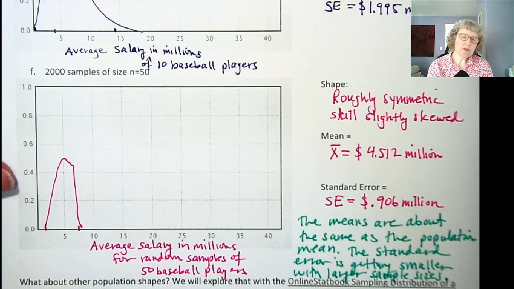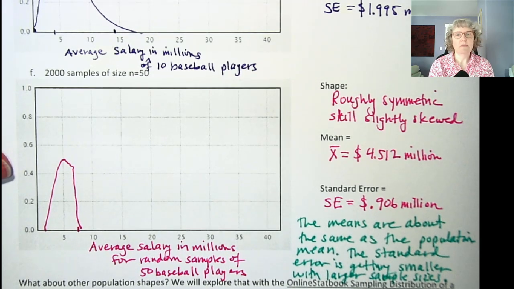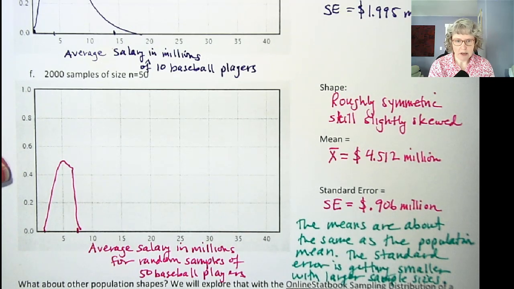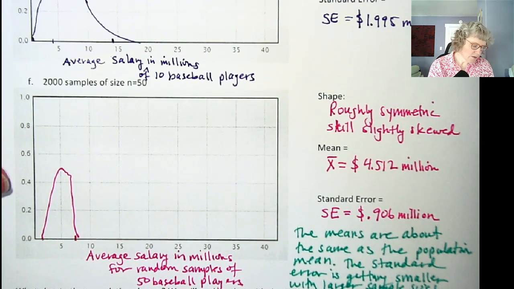Okay, so we started with a population that was really skewed to the right, correct? We had a few baseball players making a lot of money, more than everybody else. So what about other population shapes?